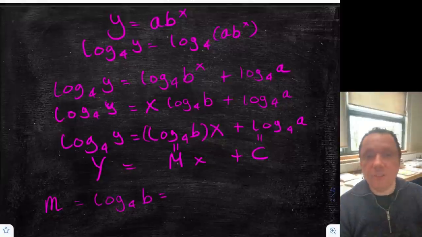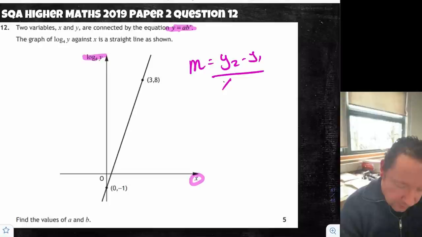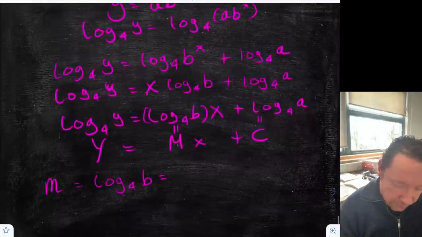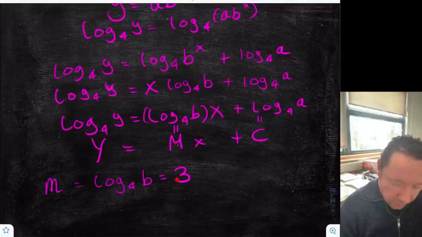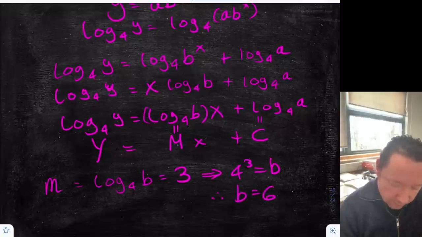So let's just check our graph to see if we can work out the gradient. We're given 2 points. So our gradient is equal to y2 minus y1 over x2 minus x1. So that's 8 minus minus 1 over 3 minus 0. That's 9 over 3, which is 3. So we know our gradient's 3. So log base 4b equals 3. Remember, that means that 4 to the power of 3 equals b. 4 cubed is 64, and therefore b equals 64.